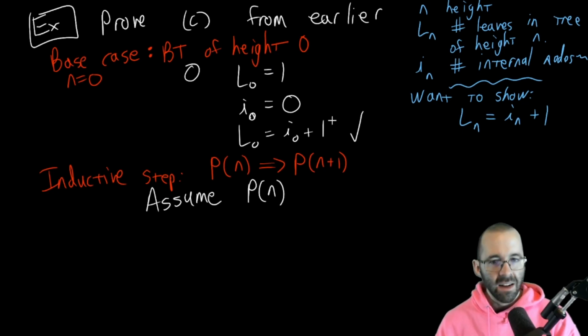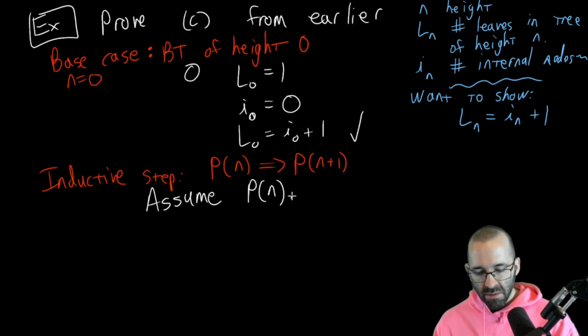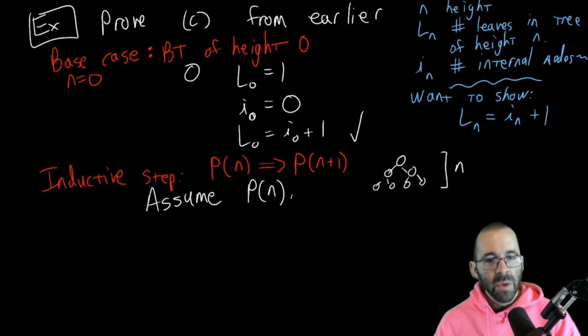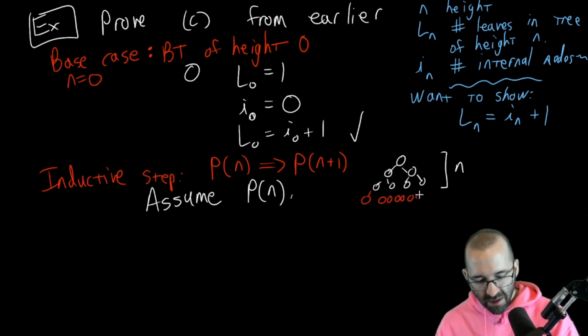Assume a tree of height n has one more leaf than it has internal nodes. So again, we know that we have some tree, and I don't know how big this tree is. We have some tree of height n. Is it going to be true when we add another layer? If we add another layer, are we going to have the things that we want? This will be n plus 1.